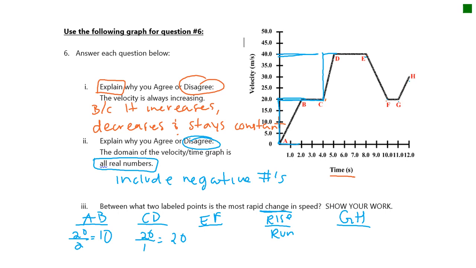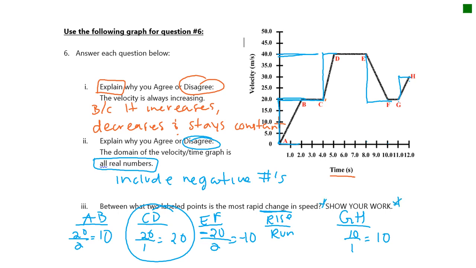All right, EF. I start at 40, I go down to 20, okay? So I went from 40 to 20, so that's 20. And I went down, so it's negative. And then from here, I went over 2. I went from 8 to 10, so that's 2. And again, it's going to give me negative 10. And GH, I go from 20 to 30, so that's 10. And then I went over 1. So which one is the fastest? 10, 20, negative 10, or 10? CD is the fastest. And it says, show your work.